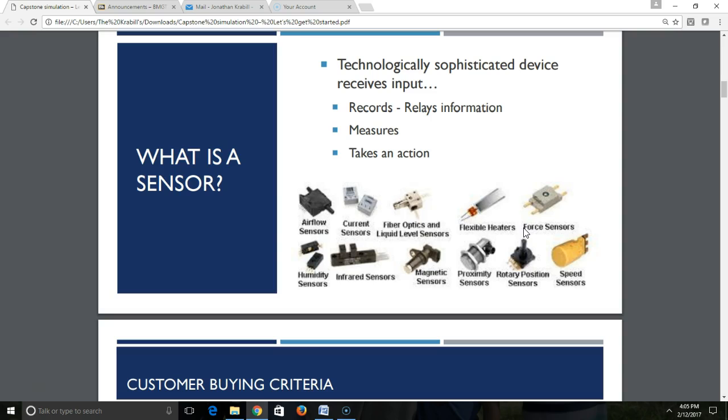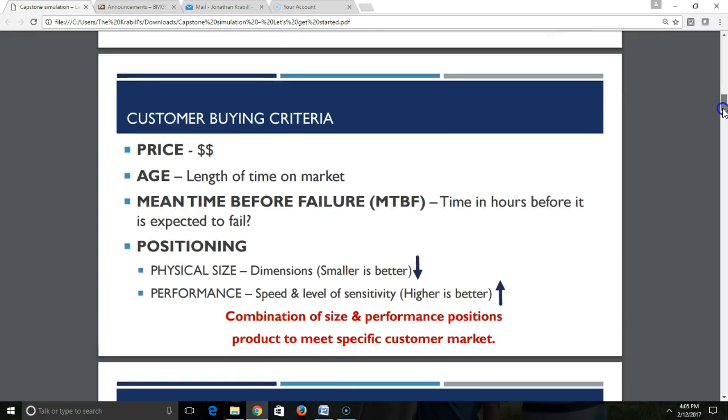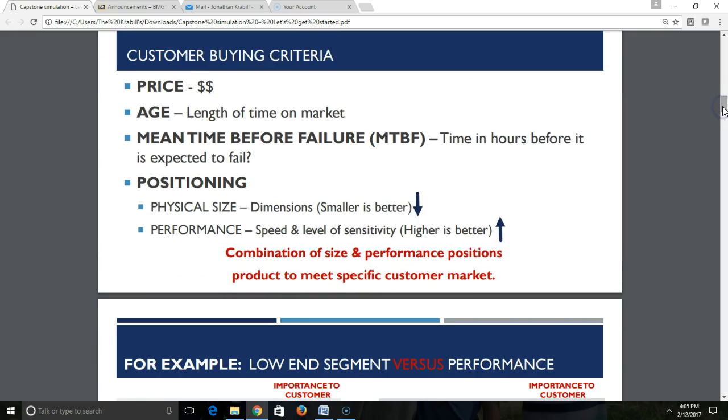So we all know what sensors are. It gives you a little bit of a definition right there. I'm not super worried about that, but in case you need to go back and look at it, that's where we can base our decisions on.